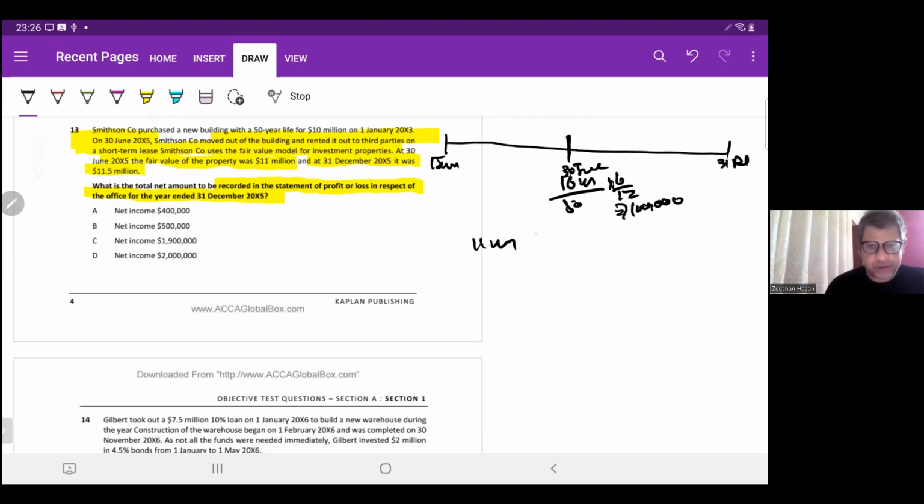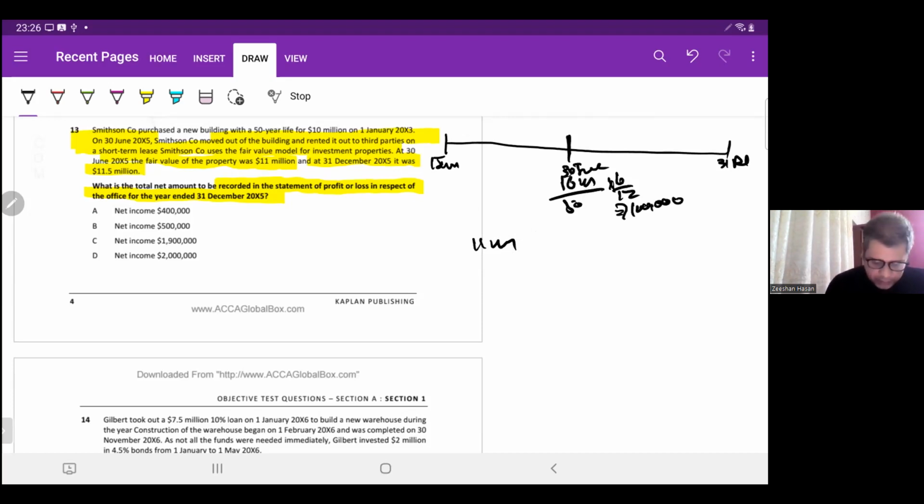At the date the asset use is changed, this should be recorded in other comprehensive income and in revaluation surplus, and not in the statement of profit or loss. From this date, the fair value model is used. No depreciation is accounted for, but the asset will be revalued to the fair value with gains or losses through the statement of profit or loss, right?